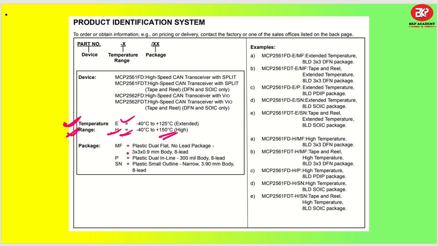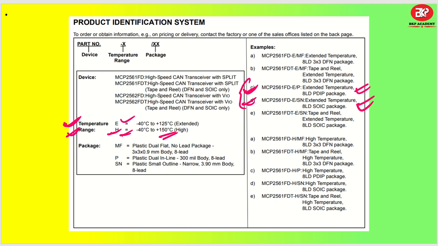Now we'll talk about the SOIC package. The SOIC package will take up this part number, MCP2561FD-E/SN. So this is the part number that is going to come up in our design. I'll suggest you go ahead with this as well, MCP2561FD-E/P. This is the PDIP package for your very sturdy applications in automotives. So these are the two parts that you can go ahead with for your design.